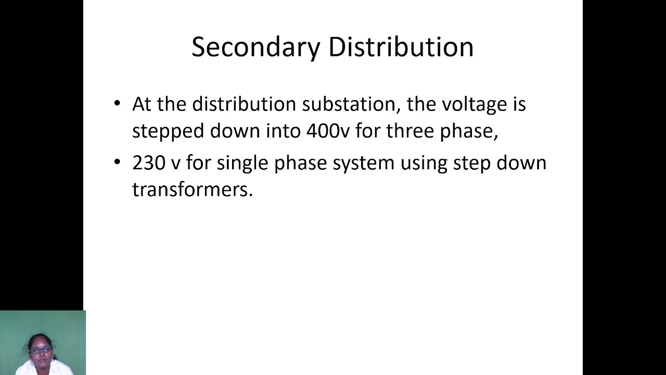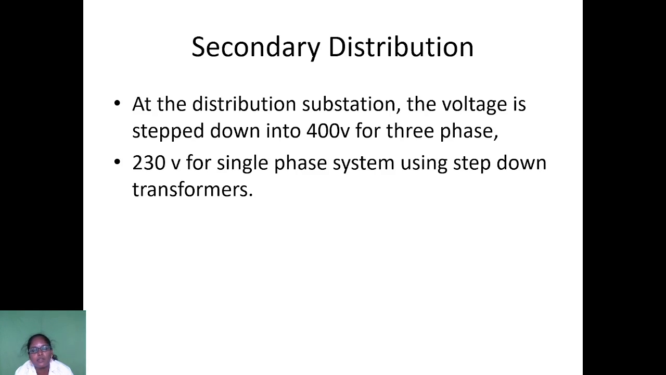The second stage is transmission. In transmission, there are two stages: one is primary transmission and second is secondary transmission. In primary transmission, we are using the step-up transformer. The purpose of the step-up transformer I already explained: if we step up the voltage without the step-up transformer, then the power loss and the line current will be high. So to reduce the transmission line losses and the line current, we are using step-up transformers.